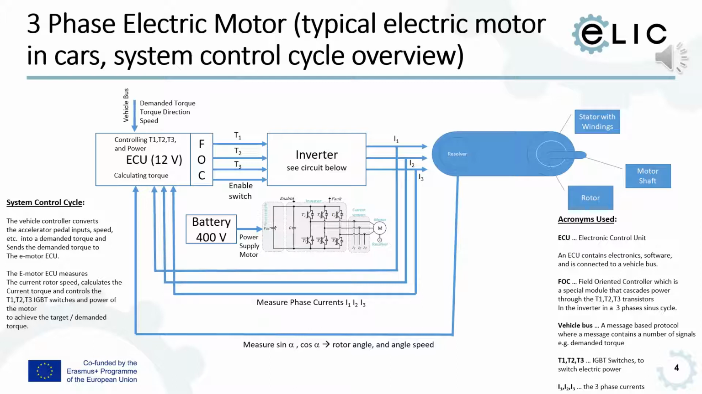Some elements used here are the ECU, which is an electronic control unit. An ECU contains electronic software and is connected to a vehicle bus where we get the commands from, or we provide information to the vehicle, like the rotation per minute of the motor. Then the field-oriented controller: this FOC is a standard term. When you enter it into Google, you find field-oriented controller. It's a special piece of software specific for the control of e-motors, usually three-phase e-motors. Ready-to-use software is provided, which you can adapt.